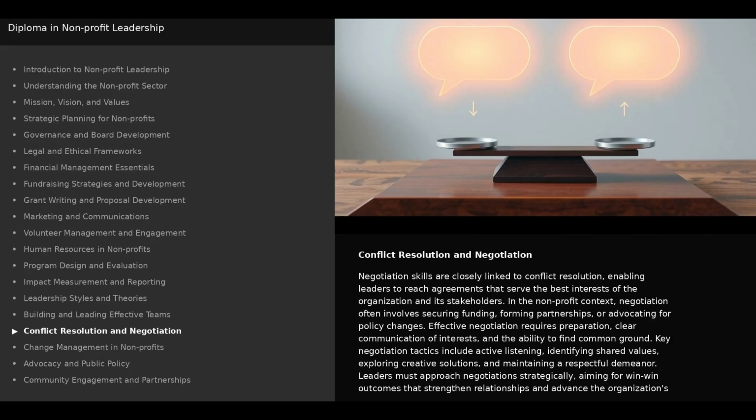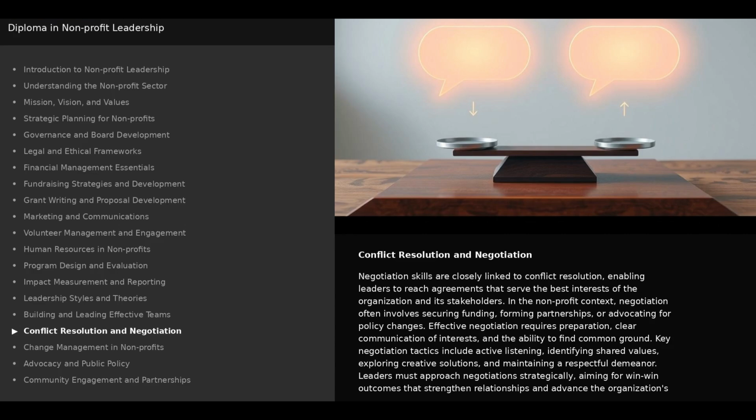Negotiation skills are closely linked to conflict resolution, enabling leaders to reach agreements that serve the best interests of the organization and its stakeholders. In the nonprofit context, negotiation often involves securing funding, forming partnerships, or advocating for policy changes. Effective negotiation requires preparation, clear communication of interests, and the ability to find common ground.